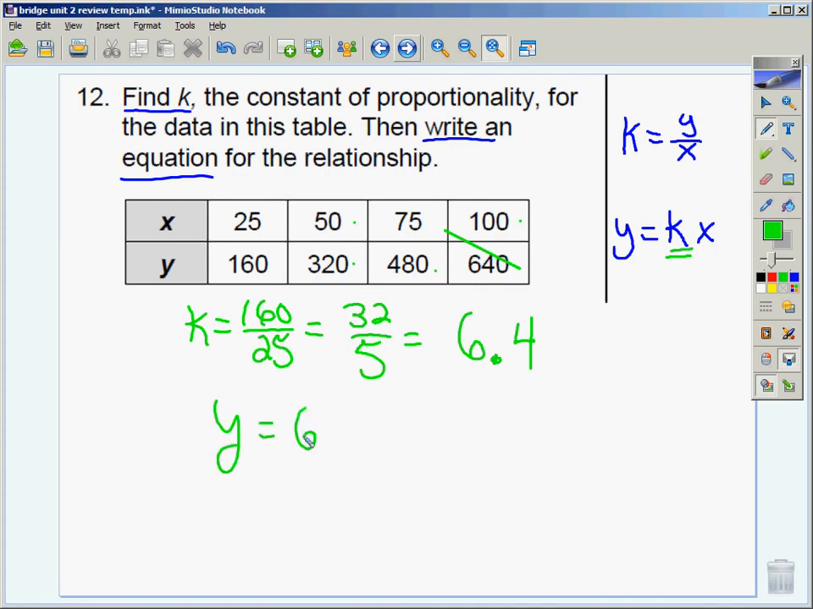Y equals 6.4x. There's my two answers. Questions on number 12?